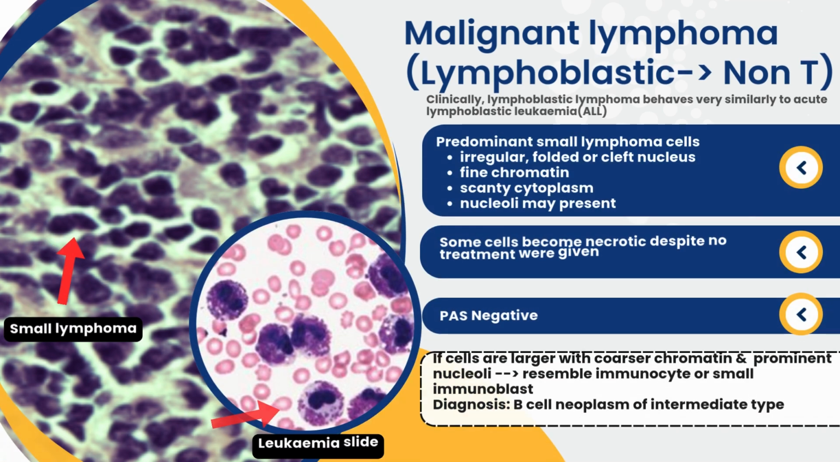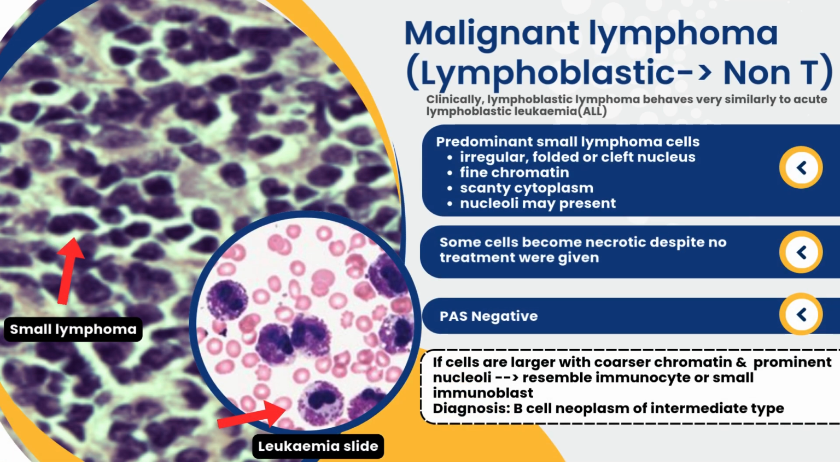Next is lymphoblastic lymphoma from non-T or B cell. This malignant lymphoma behaves very similarly to acute lymphoblastic leukemia, ALL. It mainly contains small lymphoma cells with an irregular shape, folded or clefted nucleus, dense chromatin, scanty cytoplasm, and may have nucleoli. Some cells become necrotic even though no treatment was given. The result for periodic acid Schiff is negative.